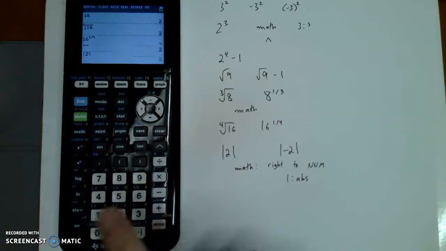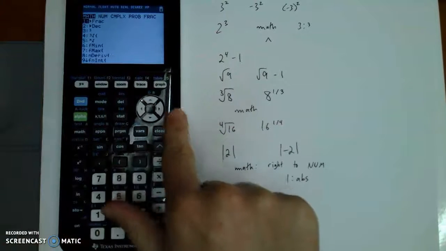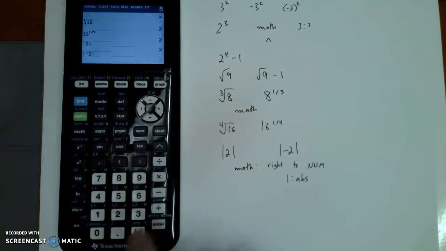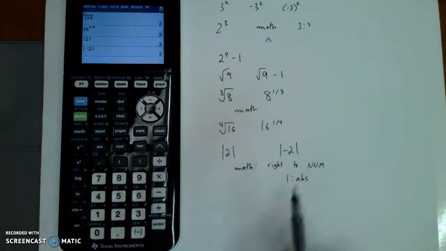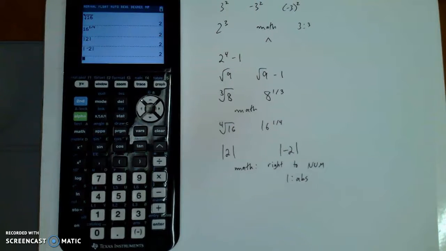So if I hit 2, it does give me positive 2. Let's go back to math, num. Again, there's my ABS. This time let's type in -2, hit enter, and as I expected, it did give me positive 2. Now, I did touch on this earlier, the difference between these two buttons, because they do look very similar.